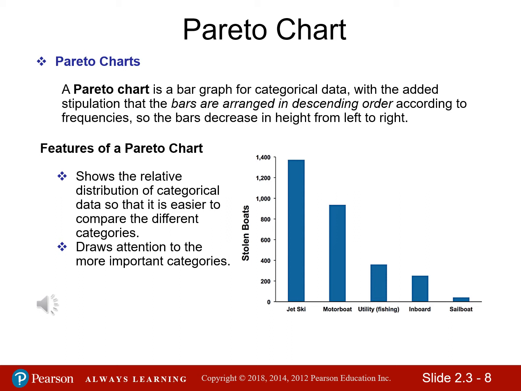A Pareto chart is a bar graph for categorical data, with the added stipulation that the bars are arranged in descending order according to frequency. So the bars decrease in height from left to right. Features of a Pareto chart are that it shows the relative distribution of categorical data so that it is easier to compare the different categories, and it draws attention to the more important categories.